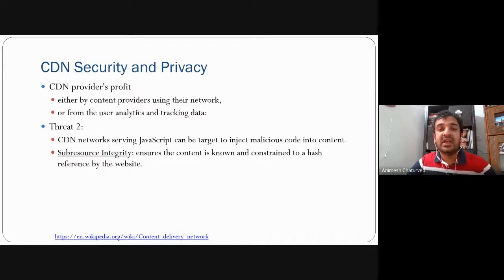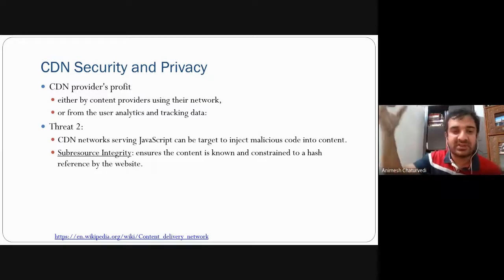It says that it ensures the content is known and constrained to a hash reference by the website. What does it mean to ensure the content is known? In the way you are logged in, you create a username and password. You are logging in with a new machine. So this username and password creates a hash. So a hash is being created. This hash is a binary thing. That hash is being sent to the server.